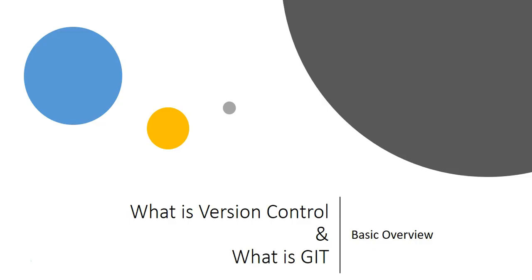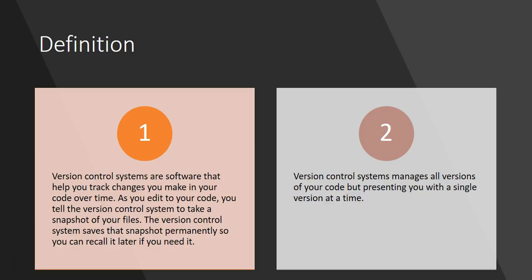Okay, as the slide states, it's the basic overview of version control in Git. To start with, we have definitions. Version control systems are software that helps you track changes you make in your code over time. As you edit your code, you tell the version control system to take a snapshot of your files.